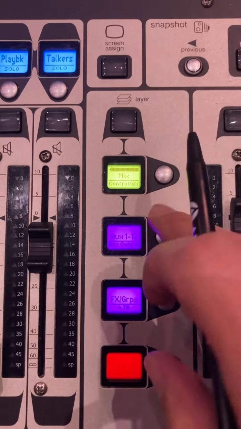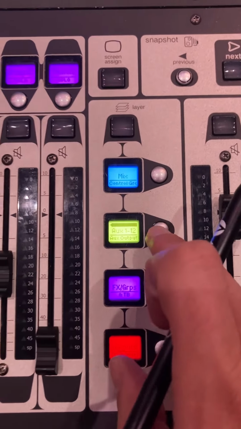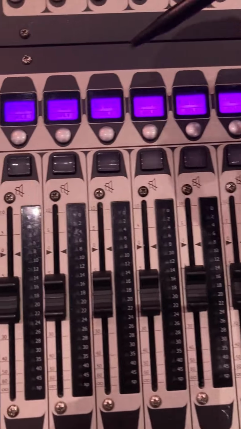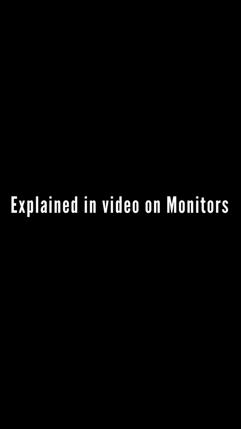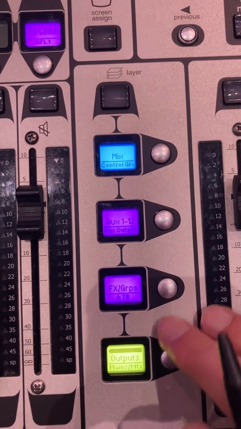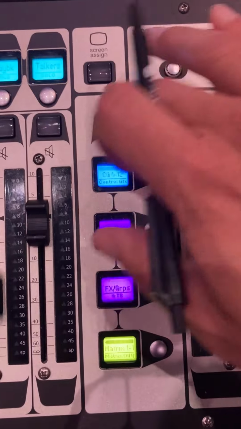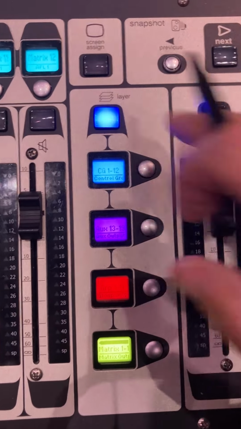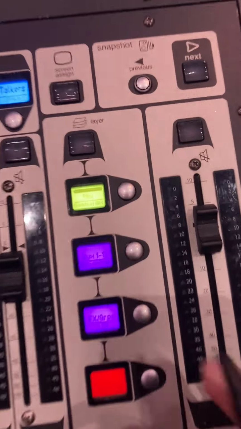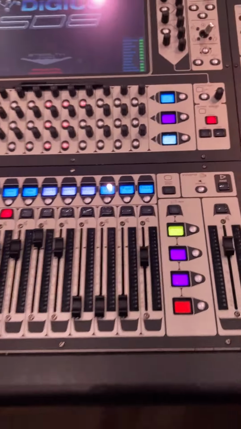The second bank here is actually an important one. Aux 1 through 12, these are the in-ear monitors for the band. Really it's just these top two. You're probably not going to need the bottom two very often. There is a layer here that gets you to some other things. Again, you shouldn't need those either. So really just these top two banks in the center section.